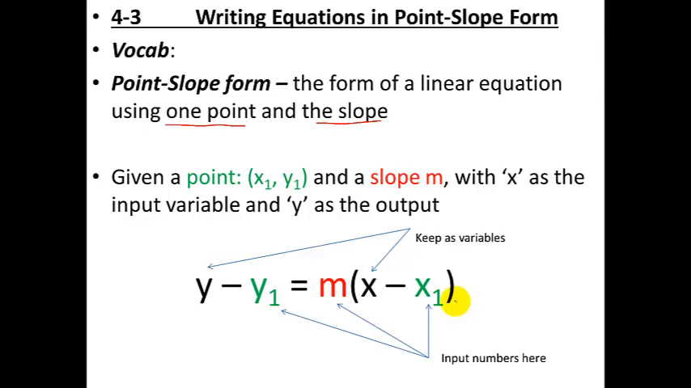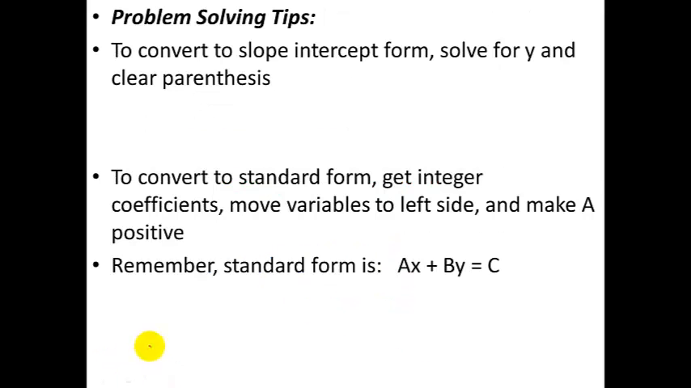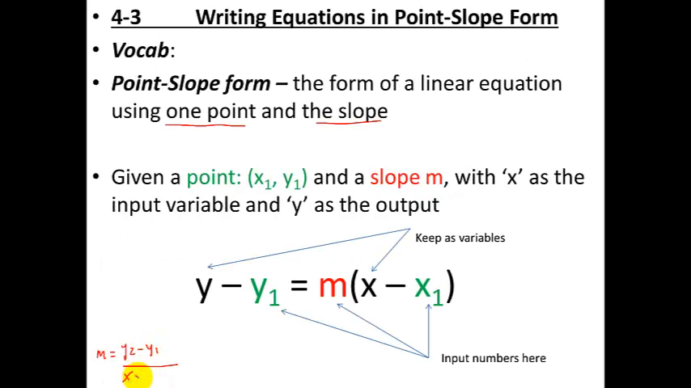And interestingly enough, this is actually a variation of the slope formula. Remember, our slope formula is m equals y2 minus y1 over x2 minus x1. So we multiply both sides by this part here, then we move it up on the other side, then it looks just like this. And now we're only plugging in a number for x1, y1, and we're leaving x2, y2 as a variable.